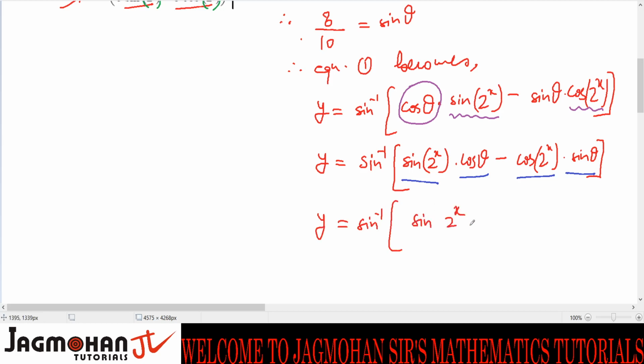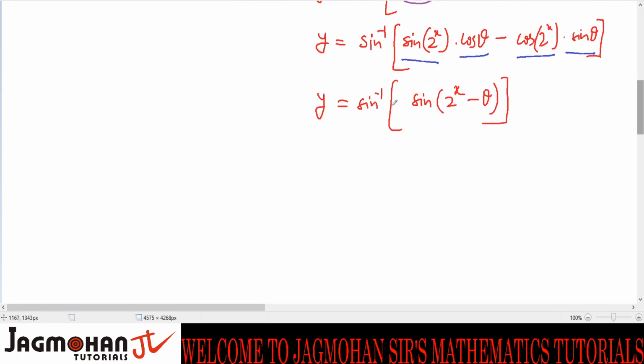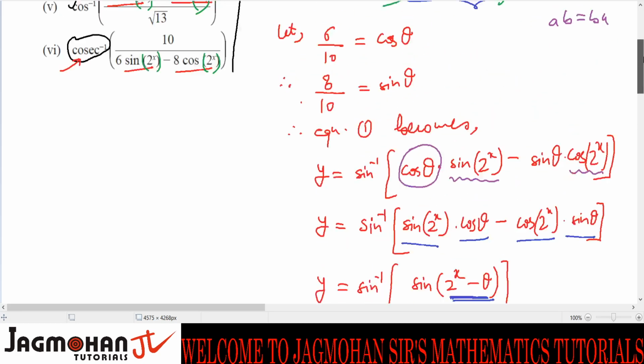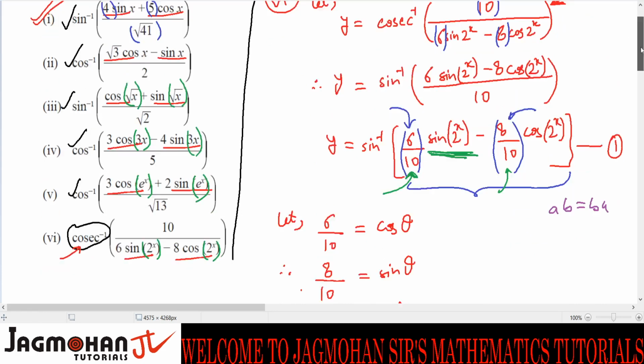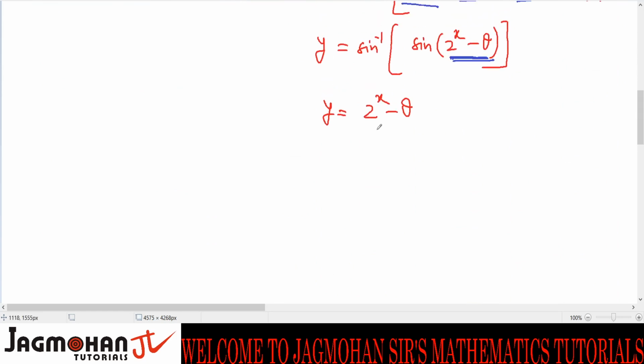What is a? 2 raised to x. And what is b? b is theta. So once again, you got sine inverse of sine of 2 raised to x minus theta. If you have sine inverse of sine of some angle, finally you are left with the angle. So the next step you get is y equals 2 raised to x minus theta. Now you can understand how simple it has become. Earlier, if you had not simplified it, you would have to differentiate the complicated expression, and after simplifying using a small technique, you are now differentiating this.